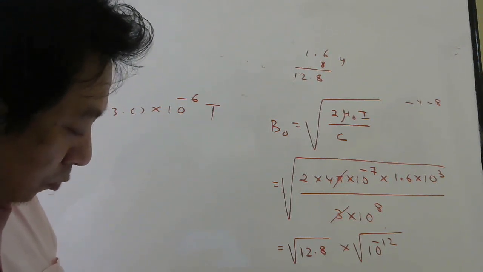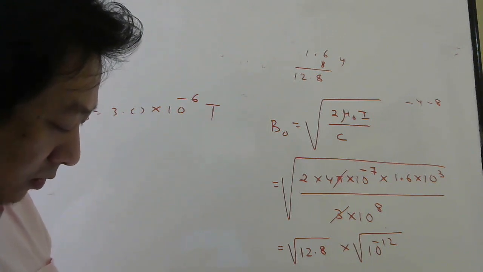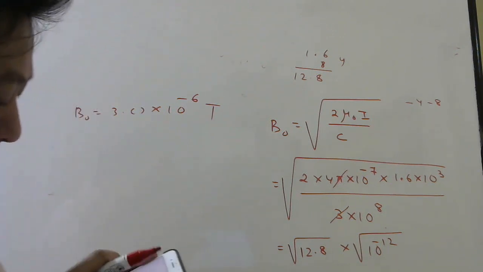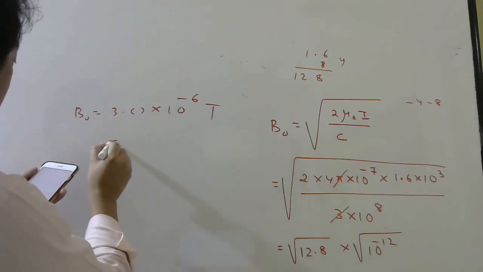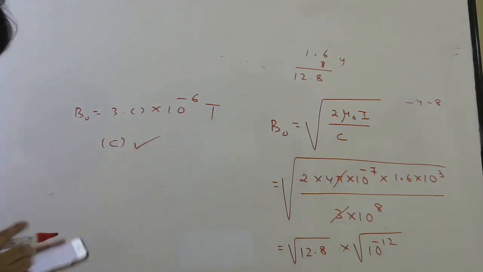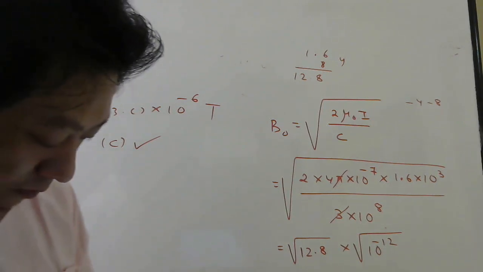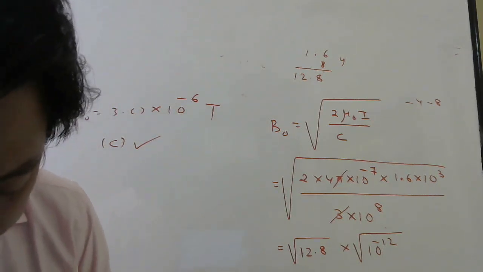Maximum value of magnetic field, 1.66 is too far. 3.66. Two options are there with 3.66, but 10 power minus 6 is only option C. So option C should be right. Okay. 18 let us do now.